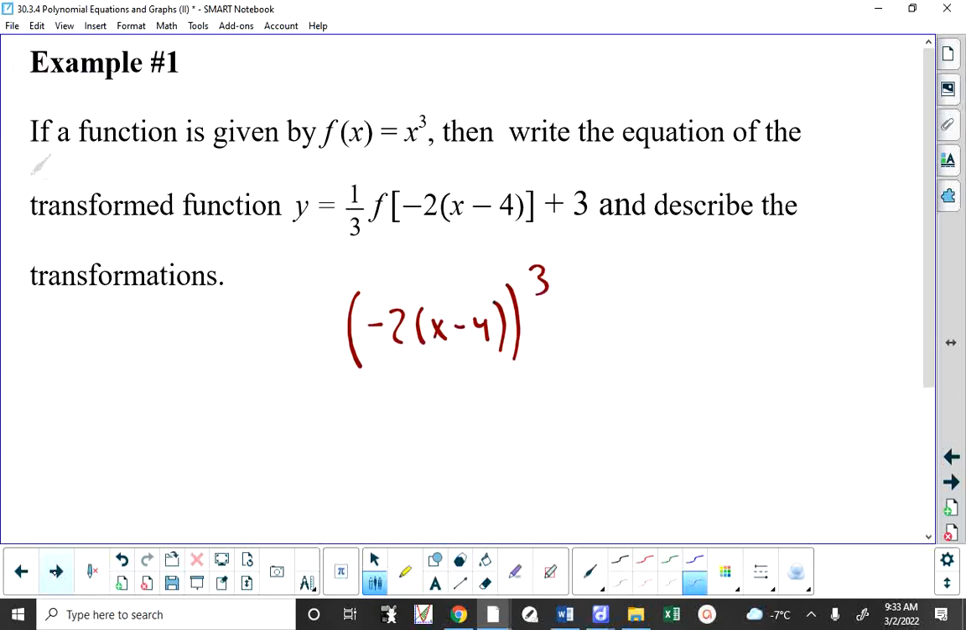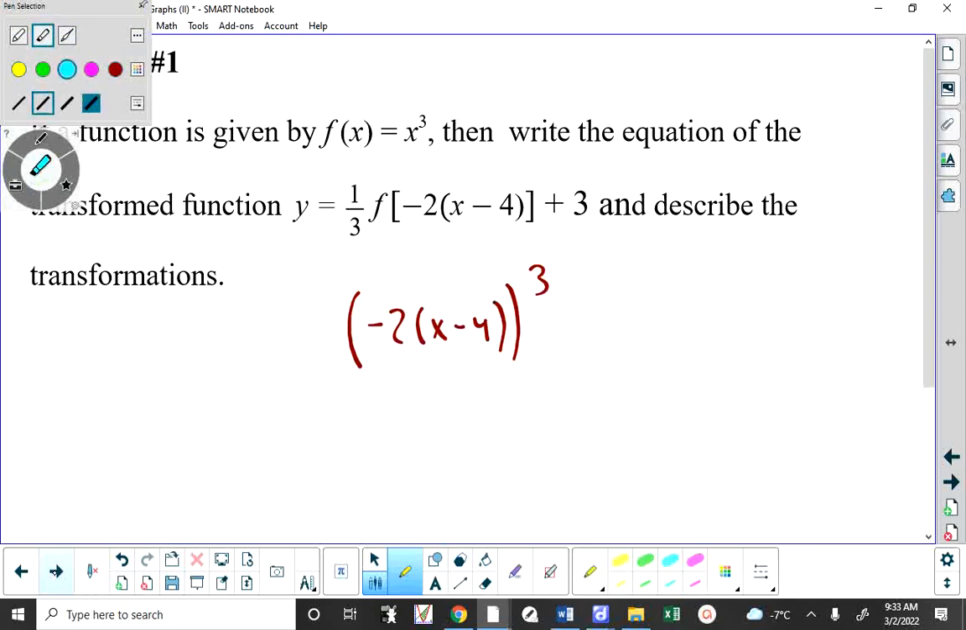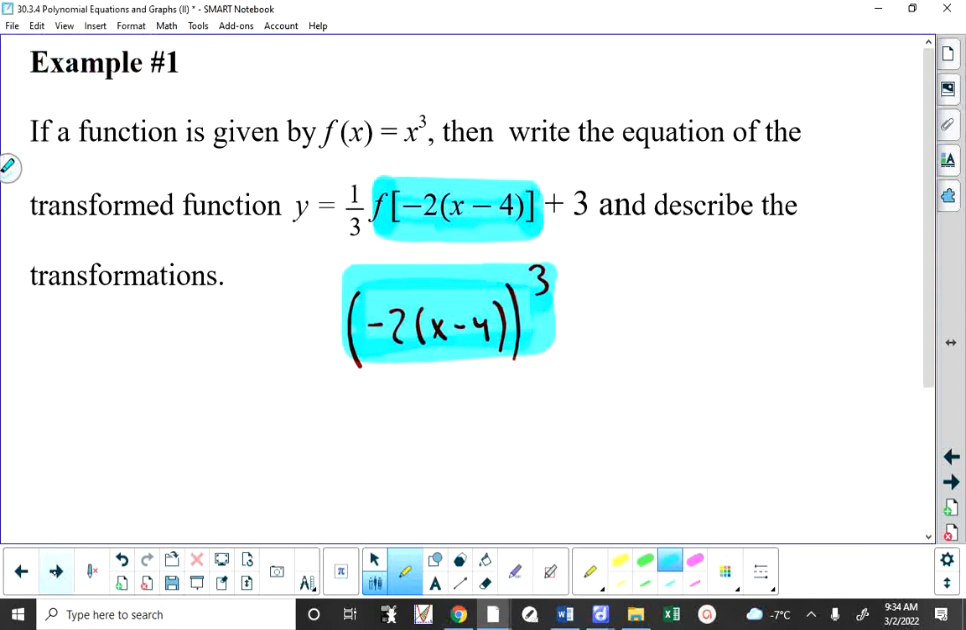Do a bit of highlighting here in case you're watching this on video or somebody else is watching this on video later. This part here, including the f, is what I've just written here. I've applied the function f to negative 2 times x minus 4. The rest of it is simply putting in, well, we have 1/3, and then we have plus 3. So this is the equation of the transformed function. That's it. And this goes back to Unit 1, which wasn't that long ago.